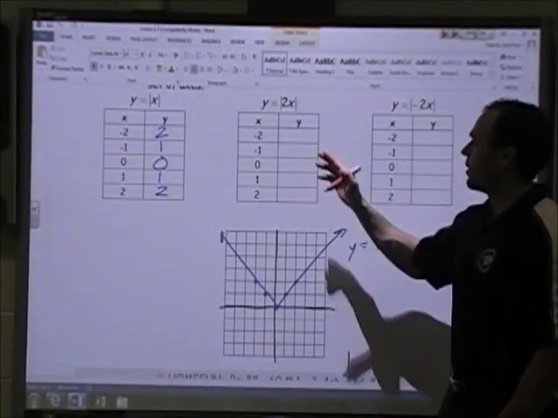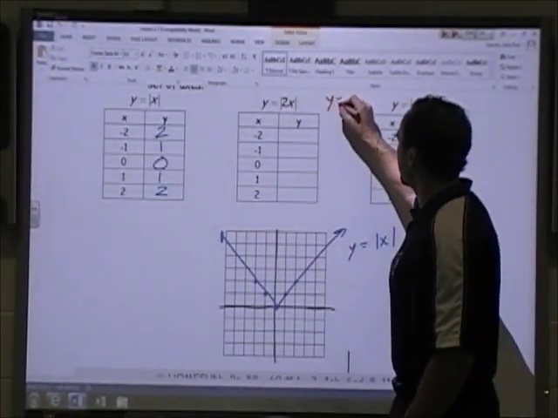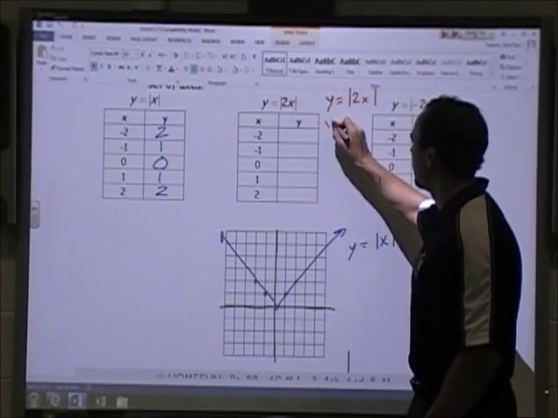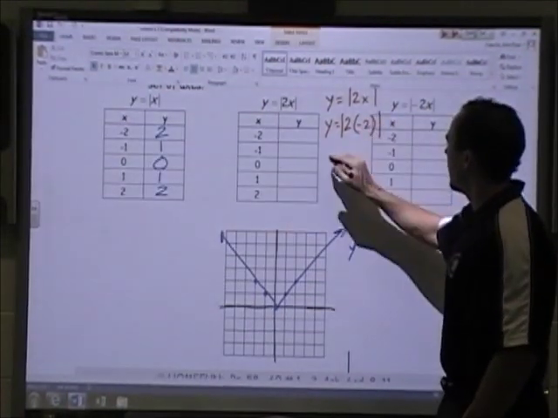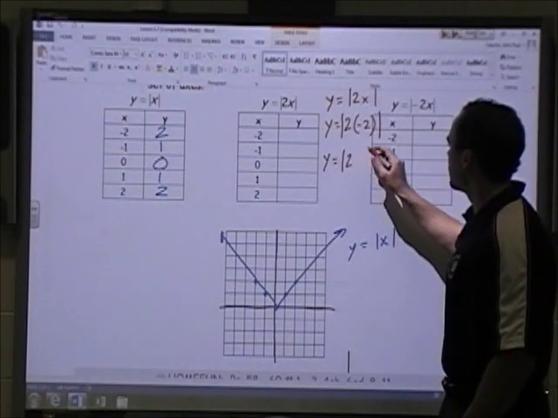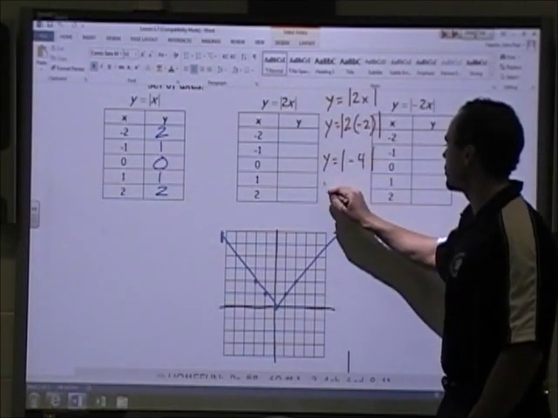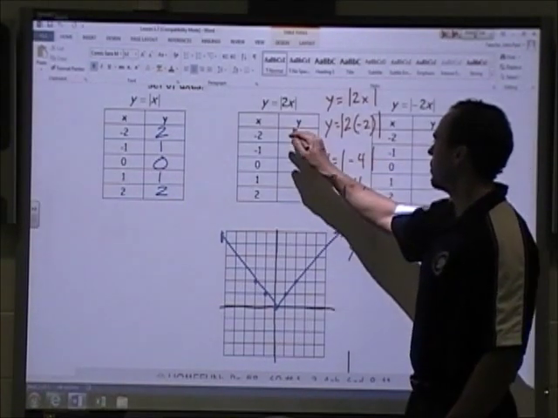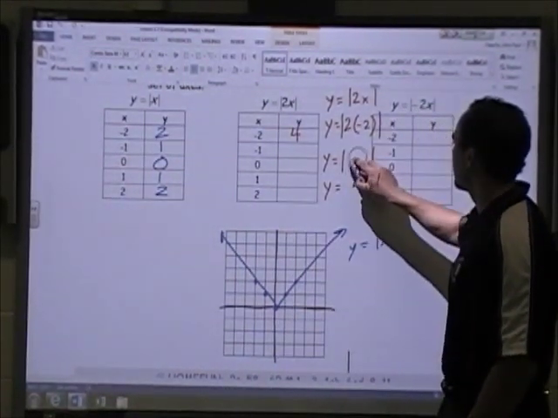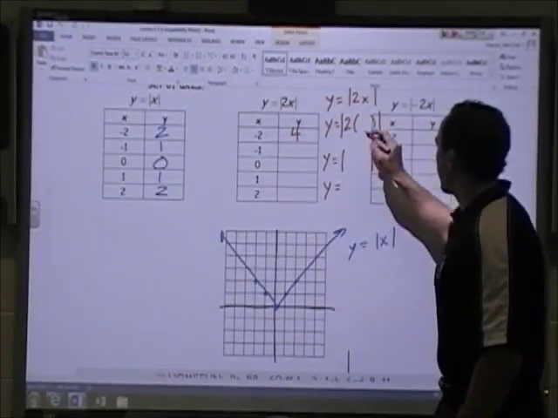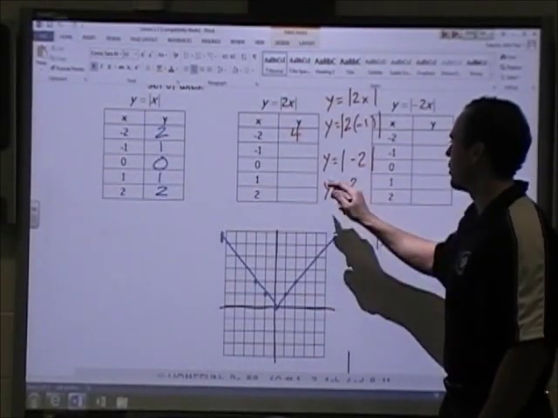I want to graph the absolute value of 2x. So I'm going to bring this out over here so I can actually perform this operation. Y equals the absolute value of 2 times, now I'm going to plug in x equals negative 2. This is 2 times negative 2, which is negative 4, and the absolute value of negative 4 is 4. So this is a 4. Then I can plug in a negative 1. This is 2 times negative 1, which is negative 2. Absolute value of negative 2 is 2.